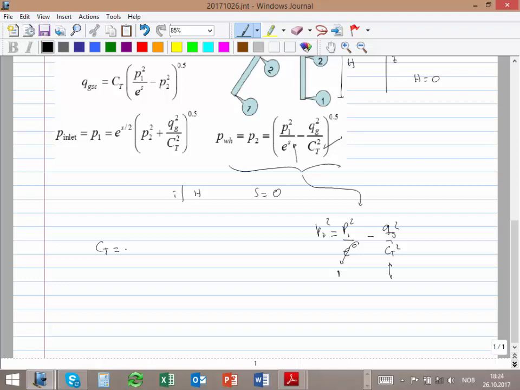So the CT, I'm going to just copy from above. By the way, do you understand my handwriting? It's not so bad.